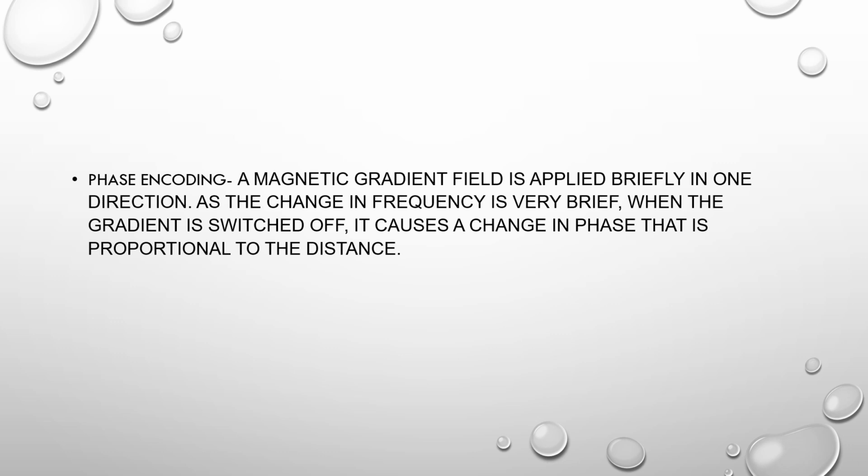Phase encoding: a magnetic gradient field is applied briefly in one direction, as the change in frequency is very brief. When the gradient is switched off, it causes a change in phase that is proportional to the distance.